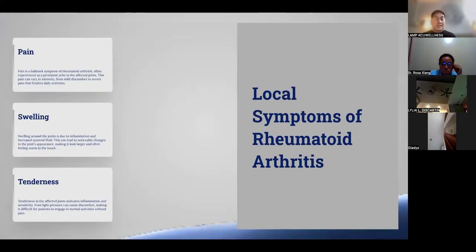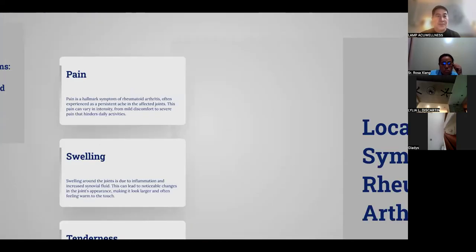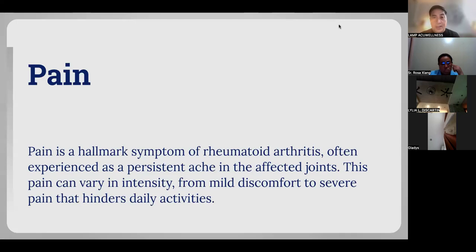Okay, what are the local symptoms of RA? Pain. This is the hallmark symptom of RA, often experienced as persistent ache, so paulit-ulit, no? This can vary in intensity, could be mild discomfort to severe pain that can hinder daily activities.